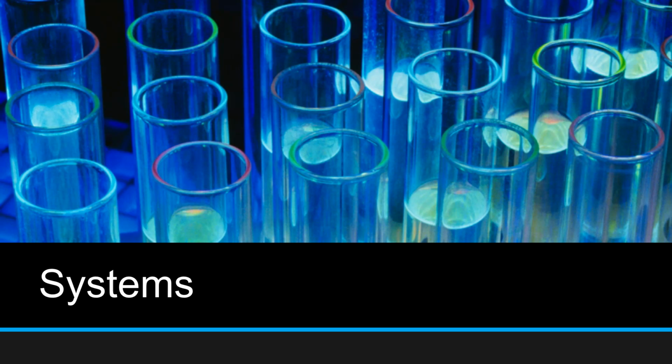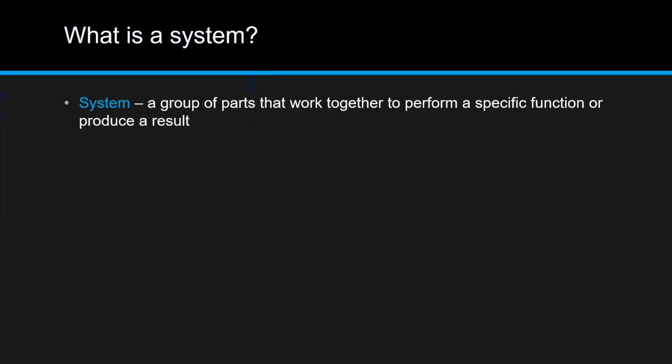This video is all about systems. So, what is a system? A system is a group of parts that work together to perform a specific function or produce a specific result. You encounter lots of systems in your everyday life, including things that even have the word system in them.